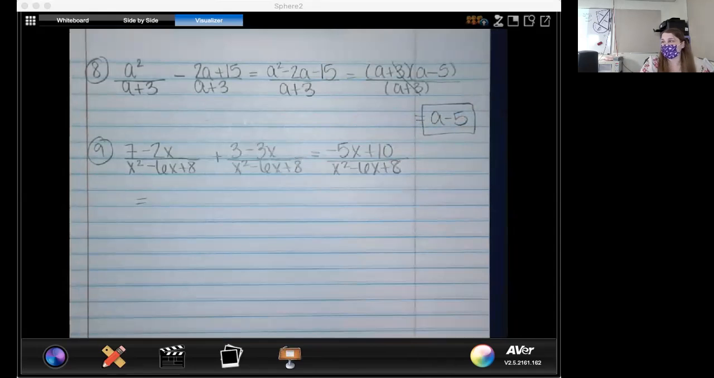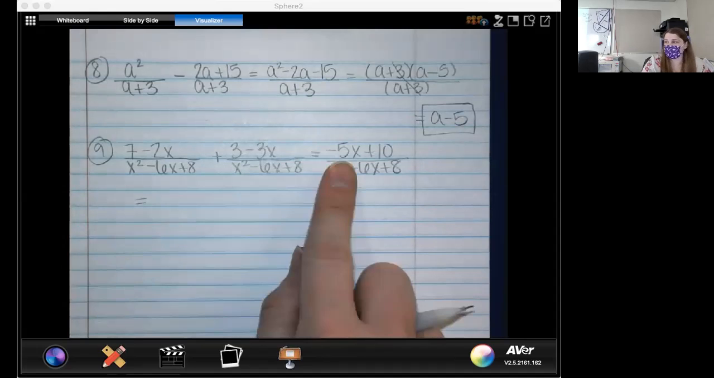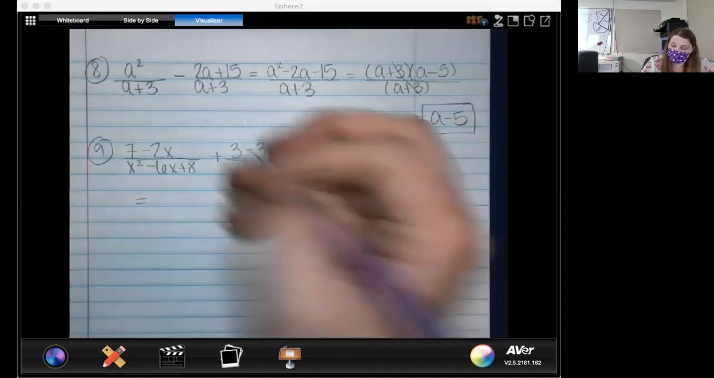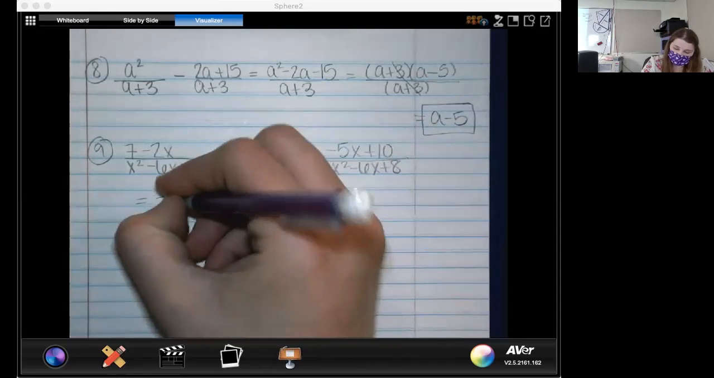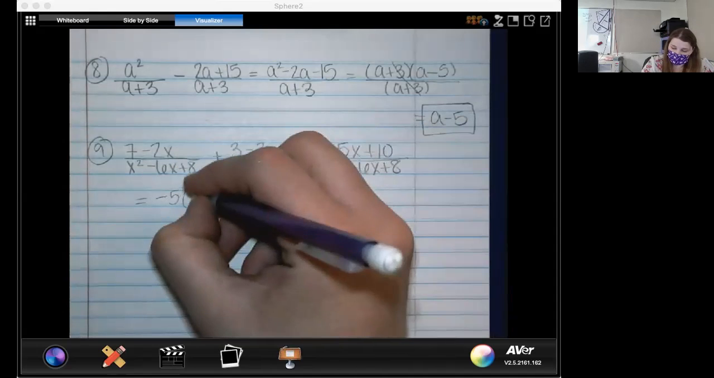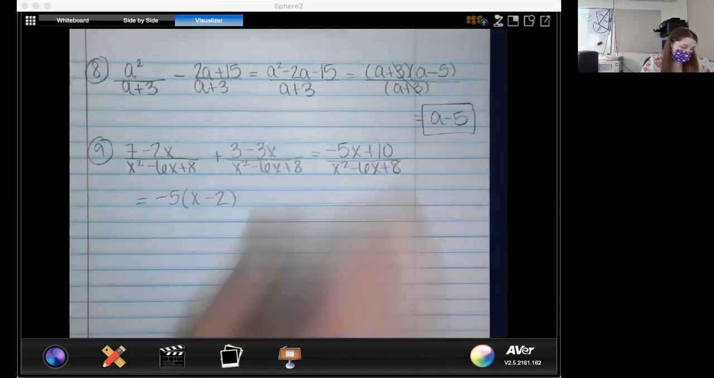In the numerator, what can we do to simplify? What type of factoring? A GCF, good. What should be the GCF? So it actually should be negative 5. Remember, the reason being is that we always like our first term to be positive. So if we can take out a negative number, we should do so. And we'd be left with x minus 2.